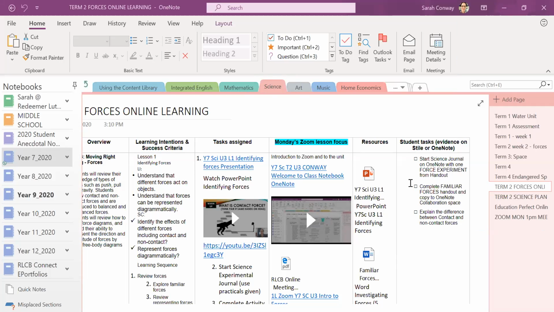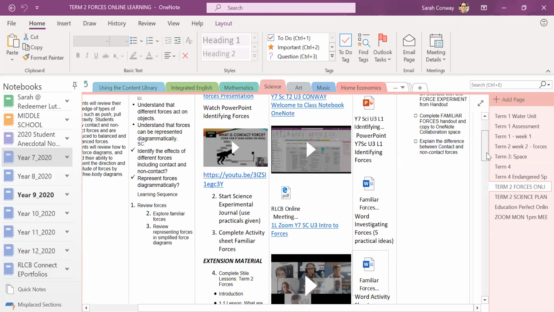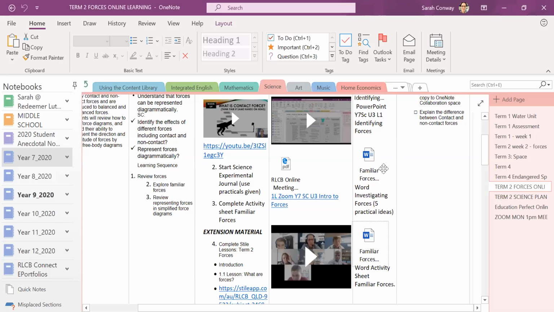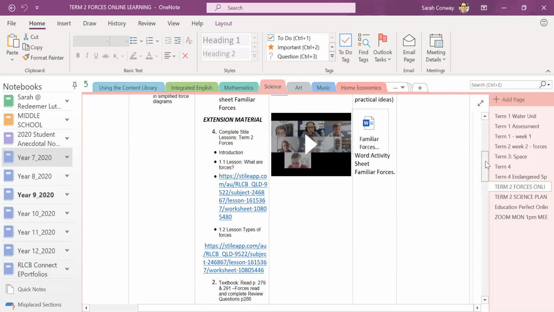Week's work, remember you were meant to complete the Familiar Forces handout and copy it to OneNote in a collaboration space or on your own page. That was homework. Do the journal, explain what the difference is between contact and non-contact. Here are some experiments that you could have done. Here is the homework that I was waiting for from some people. Thank you to those who did it. That's a great job. We're going to go through that today.